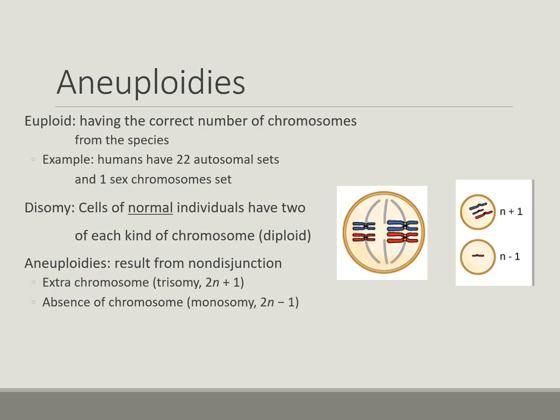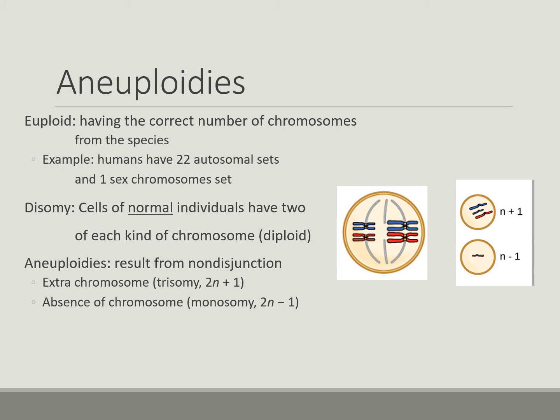A euploid is an organism that has the correct number of chromosomes for its species. For example, humans should have 2 of each of the 23 sets of chromosomes. The image on the left is an example of an organism that only has 2 sets of chromosomes and 2 copies, or diploid, for both of those chromosomes. Both humans and this small organism would be called disomic.